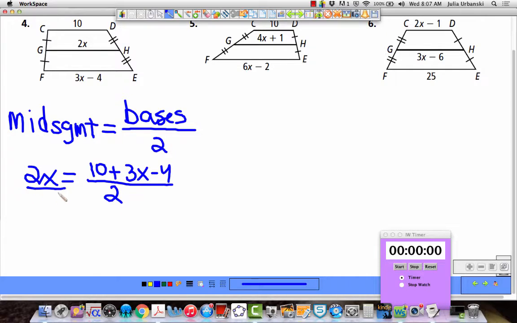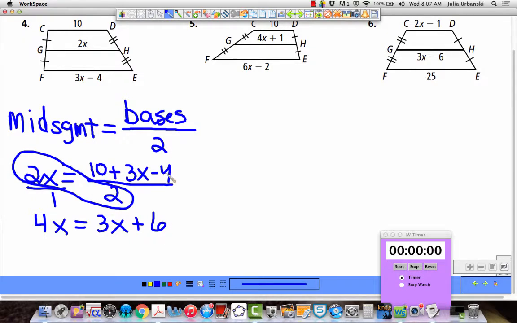So what I have is 2x times 2, that would be 4x, equals, can I go ahead and combine my like terms right here? 3x plus what? 6. Positive 10 and negative 4. Minus 3x from both sides, and you get x equals 6. Okay, so the only time that's going to get confusing is if you forget to take the mid-segment on the left and put the two bases on the right divided by 2. Everything else is just solving, just algebra.